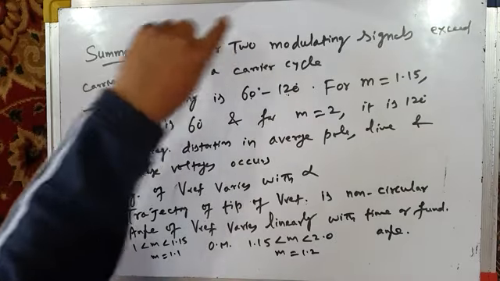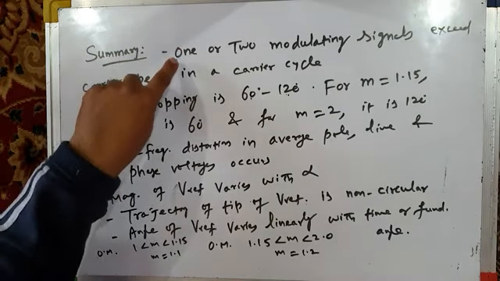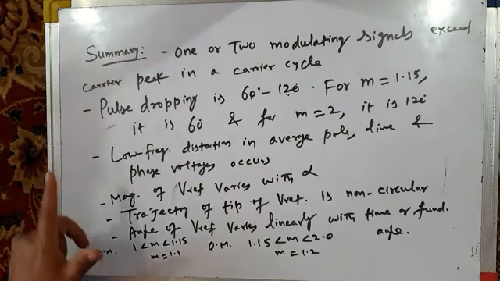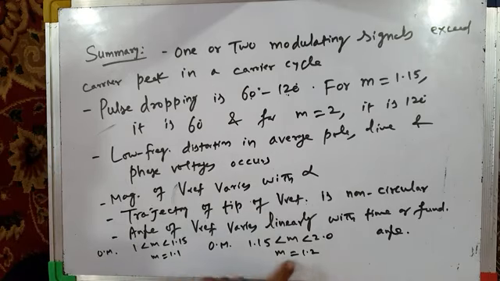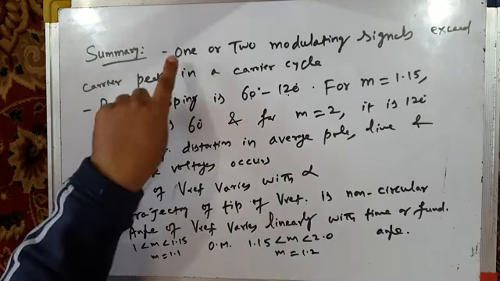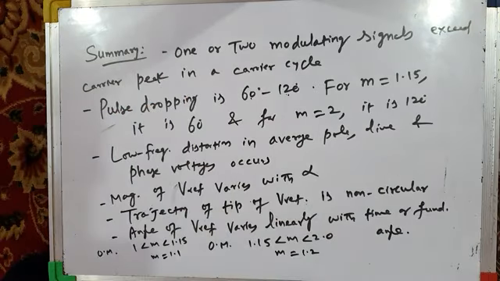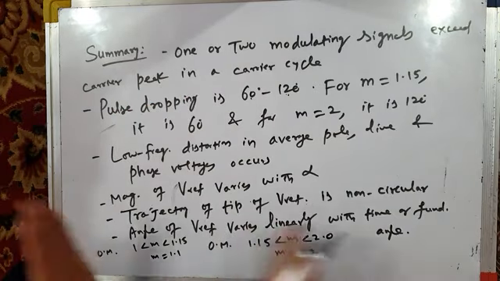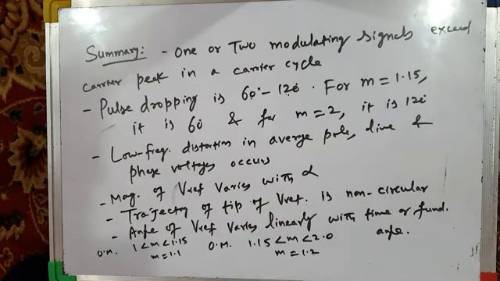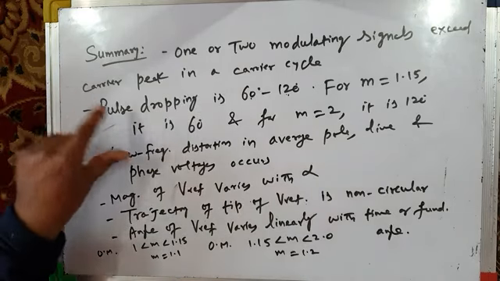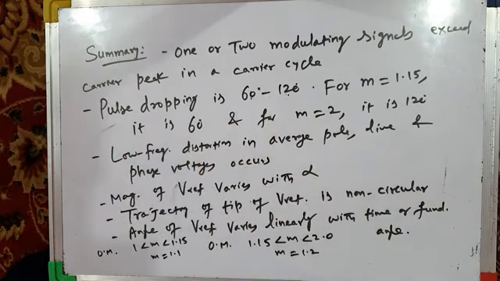The first point was that in one carrier cycle, only one or no modulating signal may exceed the carrier peak. But for this over-modulation range, in one carrier cycle, one or two modulating signals may exceed the carrier peak because the depth of over-modulation is increasing. Then pulse dropping there was less than 60 degrees. Here it is 60 to 120 degrees.